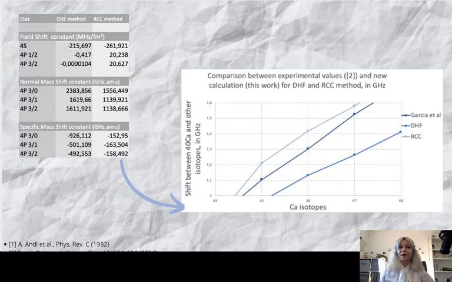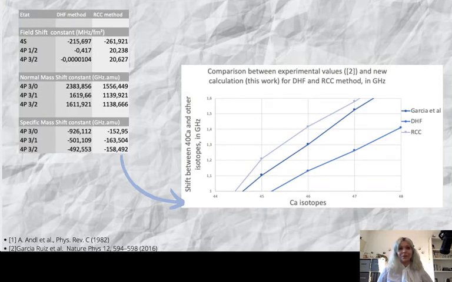I stressed the fact that we only made ab initio calculations, which means that we don't have any experimental bias. Once we had our numerical results, we compared them to some recent experimental data. This is what is shown on the graph over here. This graph shows the shift between calcium 40 and other isotopes, from 45 to 48. It compares our two methods, relativistic coupled cluster in light blue, Dirac-Hartree-Fock in medium blue, to some experimental data by Garcia-Ruiz in dark blue.